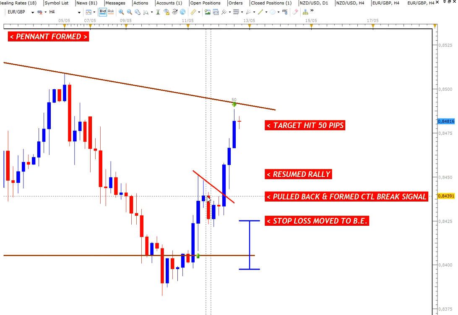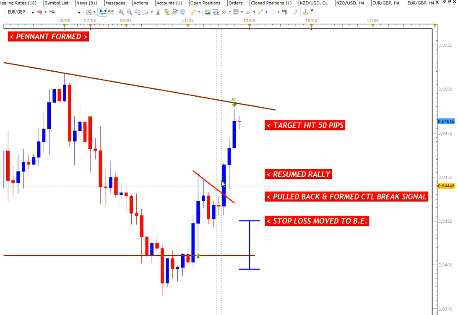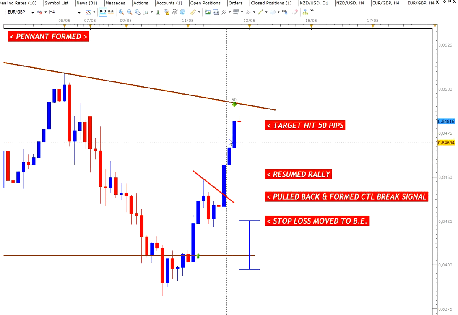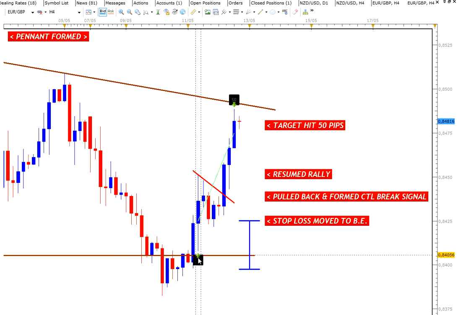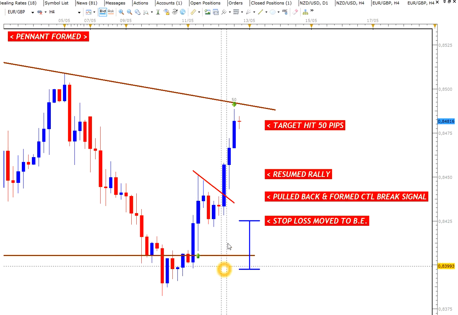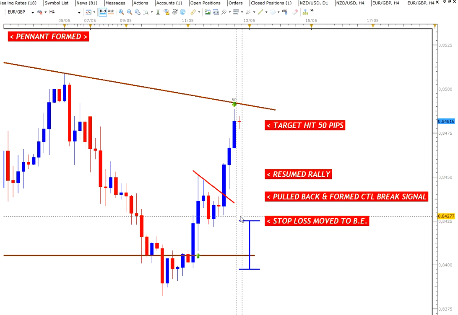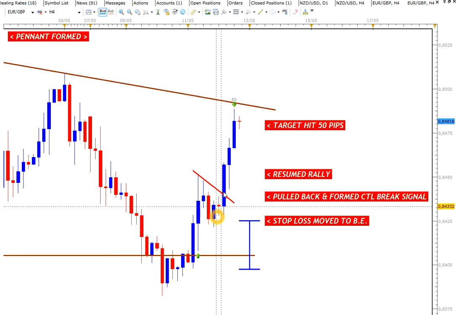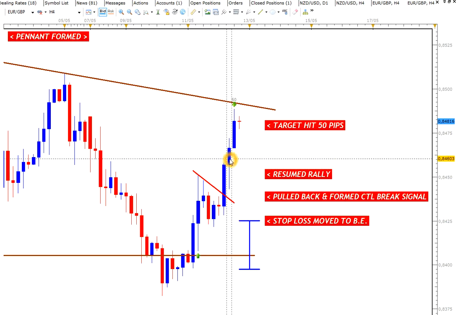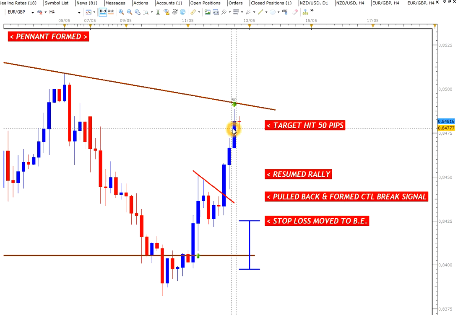But because the market had closed with this strong signal to indicate that the market was going to be moving higher, what I did was to essentially move the stop loss from where we had it at this level here and move it to break even, and essentially ensured that we would not lose on the trade, and waited patiently for a few more hours until the target was hit.